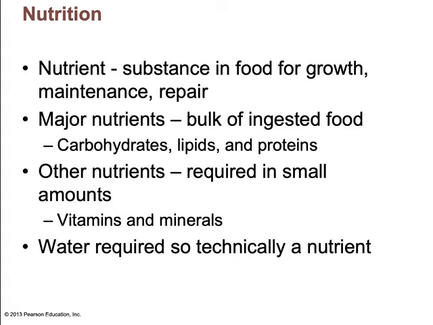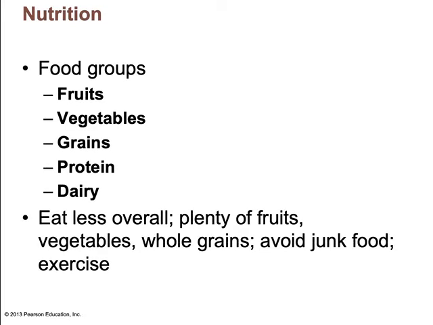Other nutrients are needed in small amounts, and those include vitamins and minerals. The primary use for vitamins and minerals is to aid in enzyme activity in order to carry out the chemical reactions that support life. Water is technically a nutrient because it is an environment in which the other chemical reactions happen. It's also a participant in and a result of various chemical reactions. The food groups are fruits, vegetables, grains, protein, and dairy, and all of these consist of differing amounts of calories per gram.